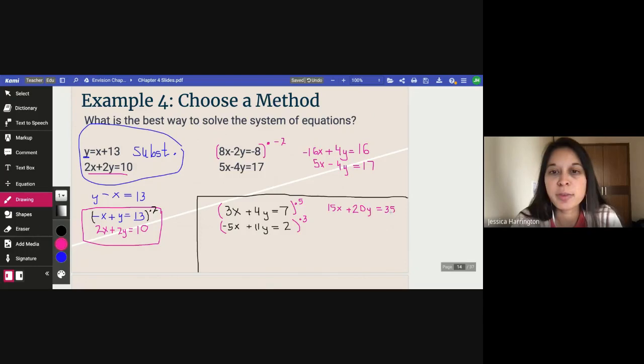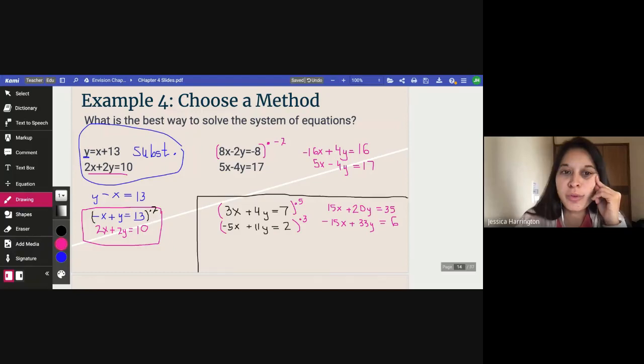And then same thing for the bottom one. Now let's multiply this whole thing by 3. That becomes negative 15x plus 33y equals 6. And now I'm set up to eliminate, right? Because 15x minus 15x right here, that's going to cancel out. So I just wanted to show you that when you're eliminating, sometimes you can just multiply one equation by a factor, and sometimes you can multiply both, and that's how you'll get it to work.